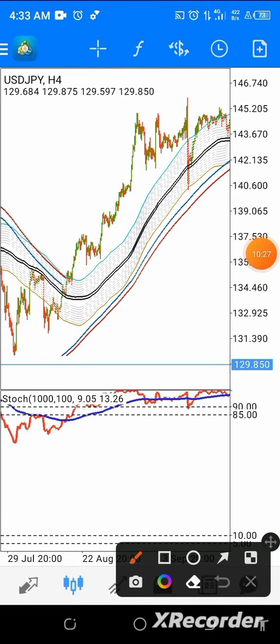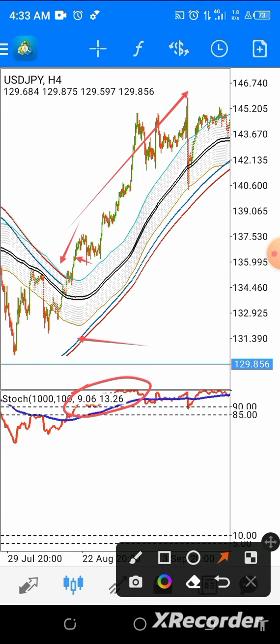Let me show you another buy opportunity. Parabolic change direction from up to down. Then your stochastic, the red line, is above the blue line already. Actually, it is in the overbought zone, but the move started and then the market continues to go in your direction.